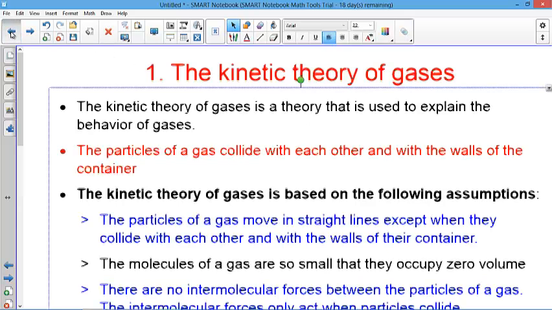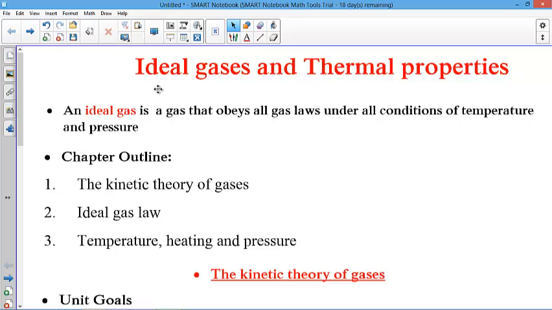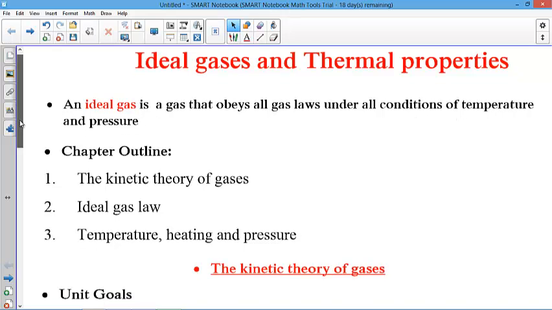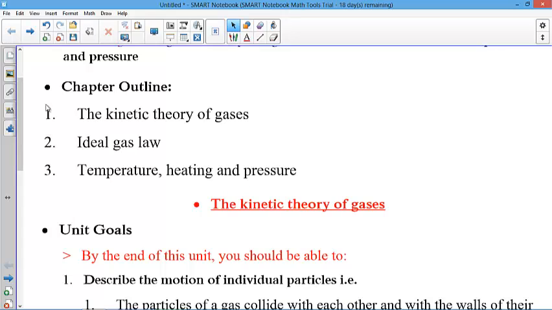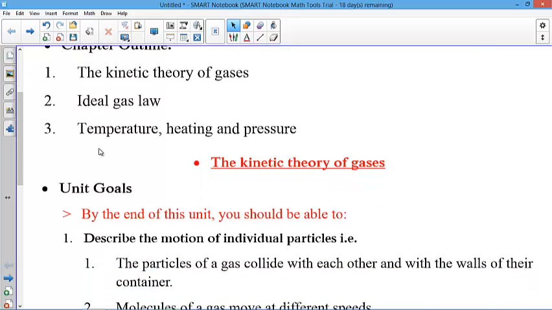In this video, and a few others that are going to follow, I'm going to be discussing ideal gases and thermal properties. An ideal gas can be defined as a gas that obeys all gas laws under all conditions of temperature and pressure. This chapter is going to be divided into 3 units. The first unit is going to discuss the kinetic theory of gases. Unit 2 is going to be looking into the ideal gas law, and the third unit is going to be looking into temperature, heating and pressure.